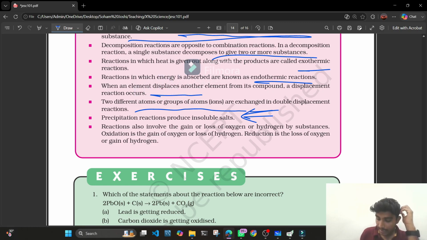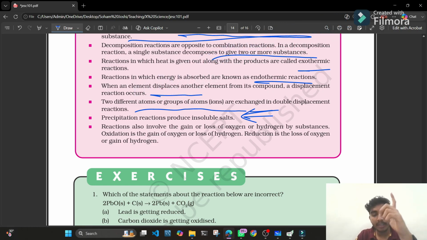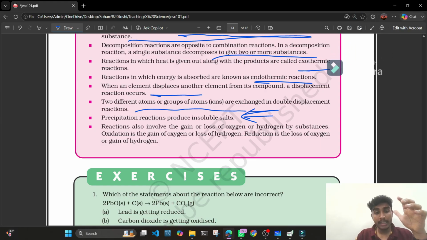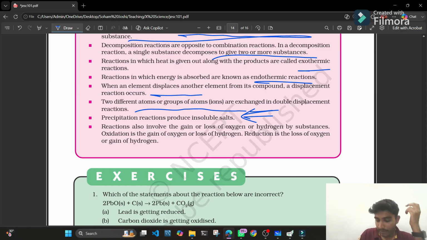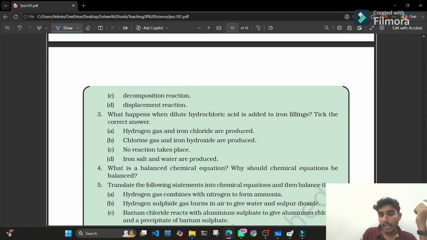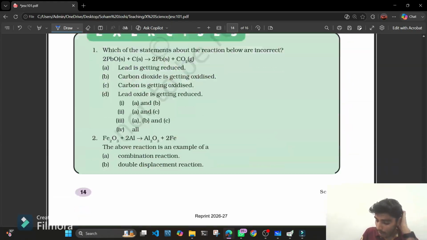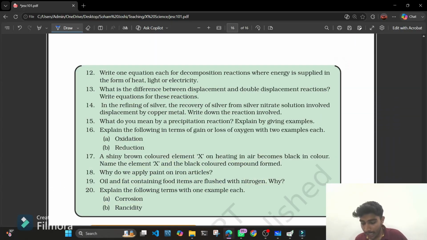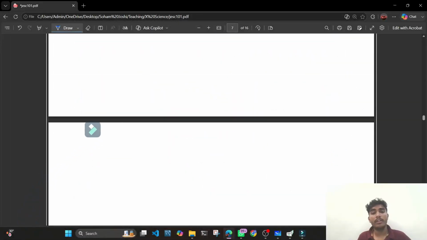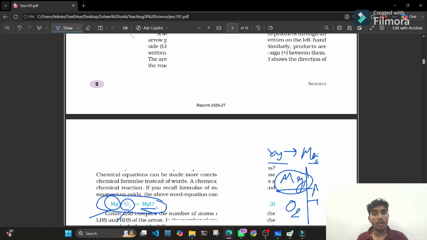Then we saw what is oxidation, what is reduction. Oxidation takes place when we gain oxygen or lose hydrogen, and when we lose oxygen or gain hydrogen, reduction takes place. Then we saw corrosion, then we saw rancidity. We also saw the measures to prevent corrosion and rancidity. Okay. I think that's all from my side, and I hope you have understood all the concepts, all the chemical equations, all the theory.